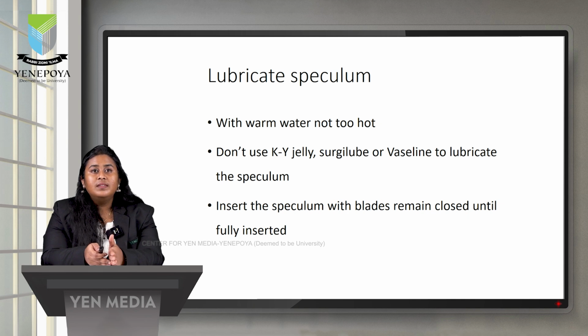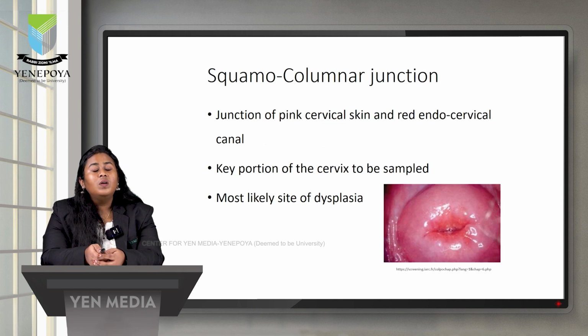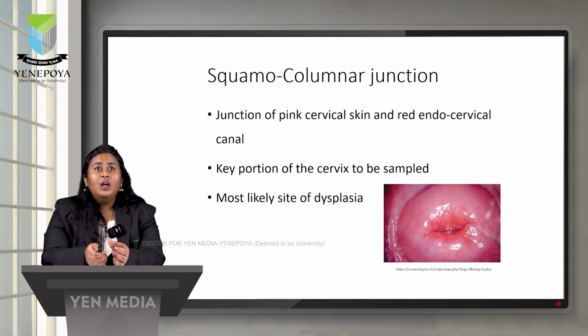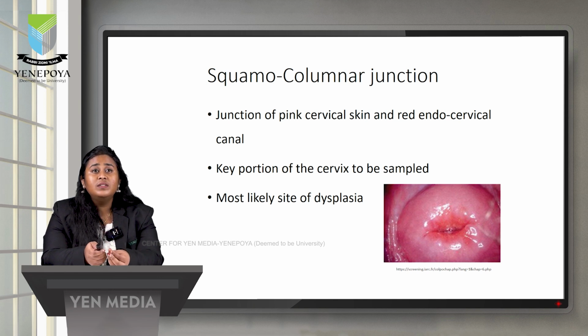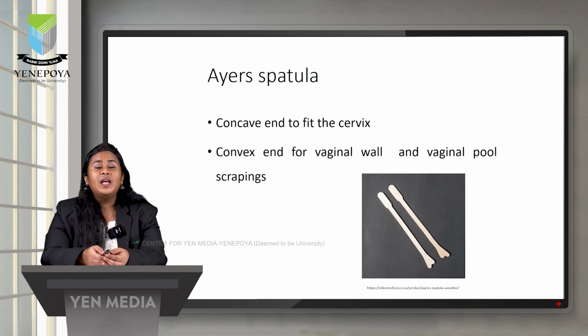After that, we have to insert the speculum with the blades remain closed until it is fully inserted. Once the speculum is inserted fully, the blades has to be opened in order to visualize the squamocolumnar junction of the cervix. The squamocolumnar junction of the cervix is identified by its pink cervical skin and a red endocervical canal. It is considered as the key portion for the sample to be taken because it is most likely the site for dysplasia. Using the Ayre spatula, sample will be collected.